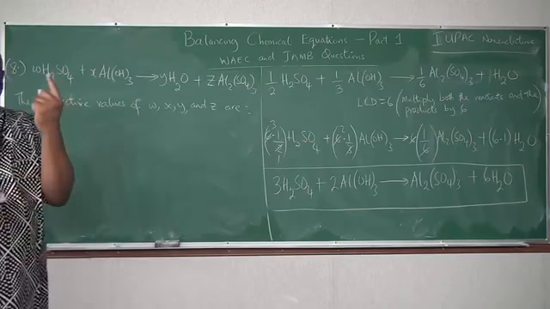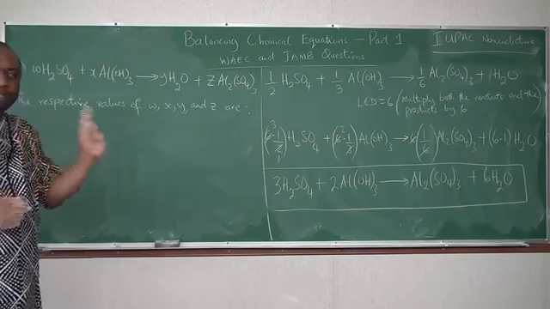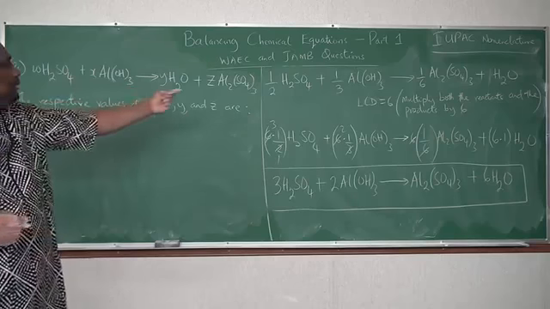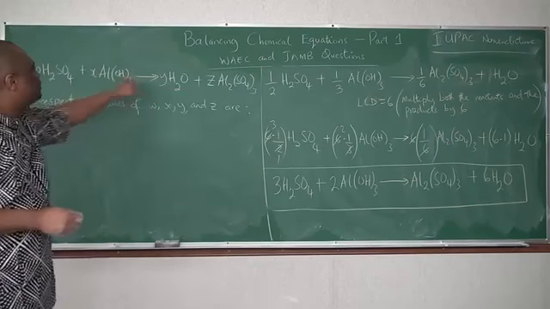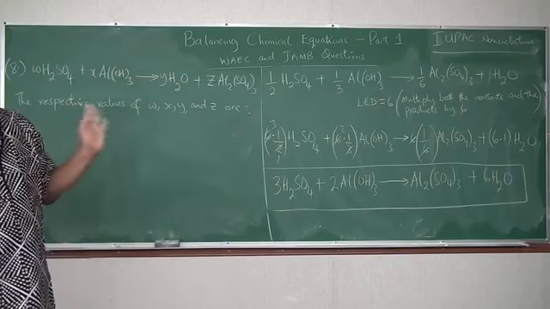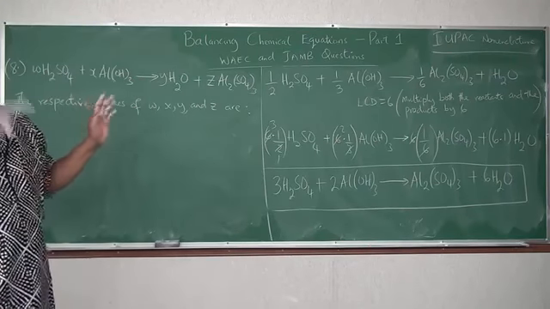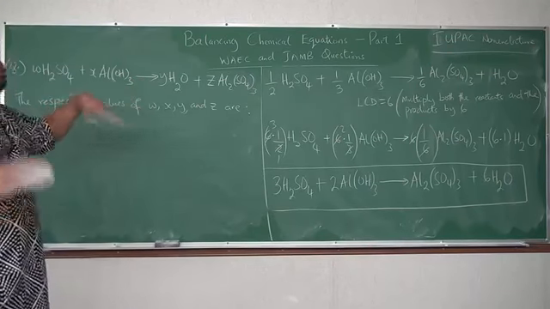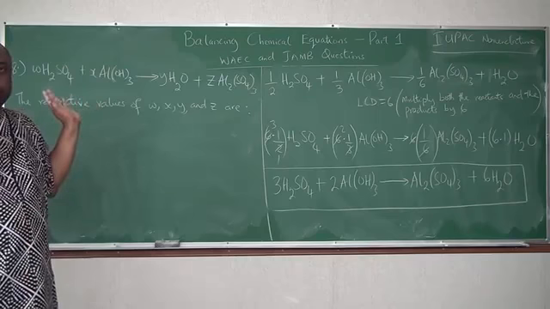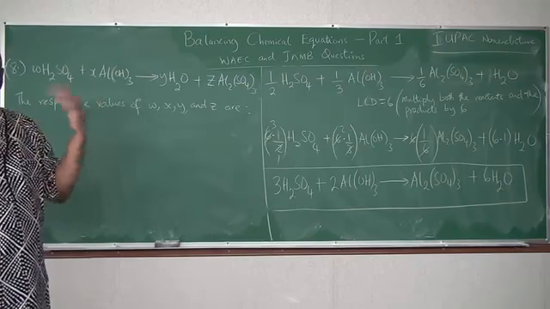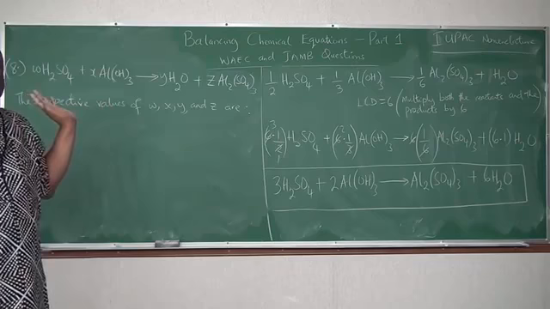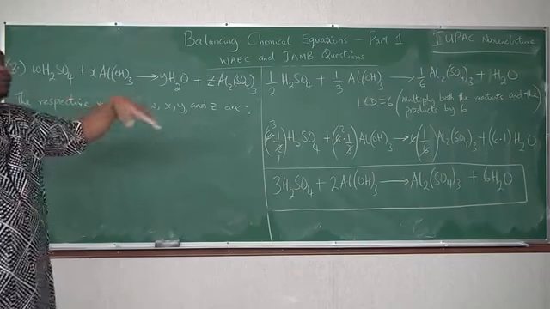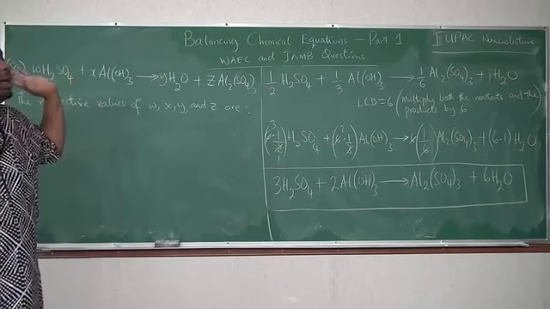Now, if they ask you this question like this, and they give you W, X, Y, Z, no problem. Because they asked it this way, they want you to just balance it. They want you to do what? Balance it. That's what they want. They just want you to balance the reaction.